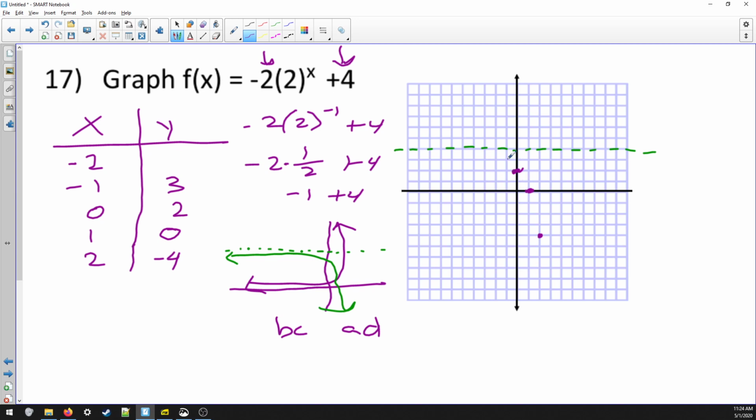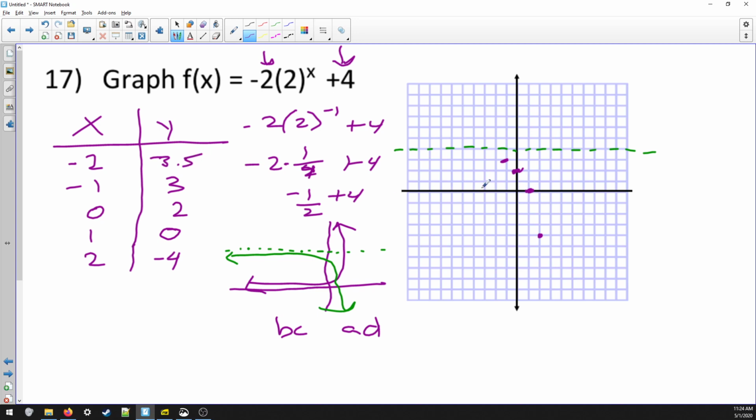-1 goes up 1, 2, 3. So that looks good, right? It's starting to kind of turn a little bit, right? And if I plug in a -2, this is going to be 1/4, which is 0.25. If I do negative 2 times 0.25, I get negative a half, and negative a half plus 4 is positive 3.5. So at negative 2 input, I'm going to get positive 3.5.